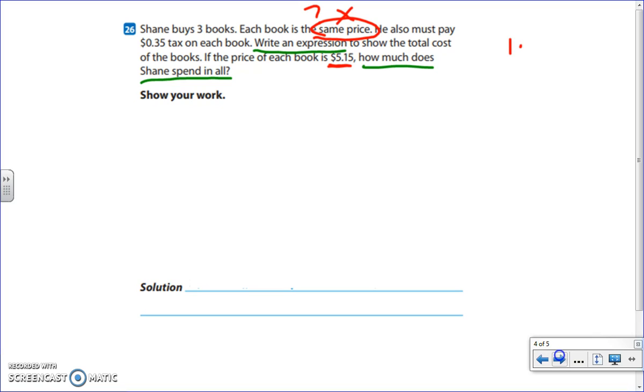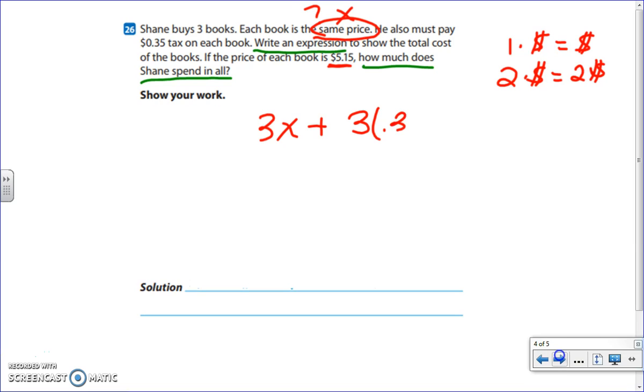So if I had 1 book at a certain price, it would be 1 times that price. If I had 2 books, that would be 2 times the price. It's really just 3x. 3 books, each of them cost the same price, so 3 times that price would represent the total cost of the books. He must also pay 35 cents tax on each book. So because he's buying 3 books, he must pay 35 cents 3 times. It says to write an expression to show the total cost of the books.